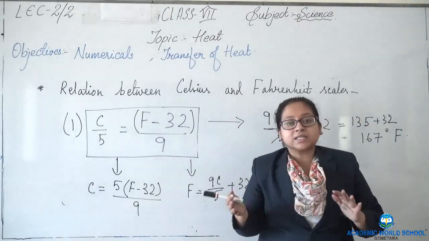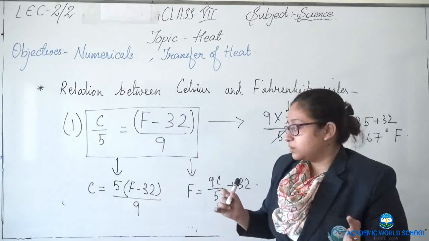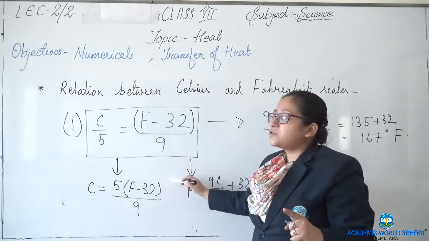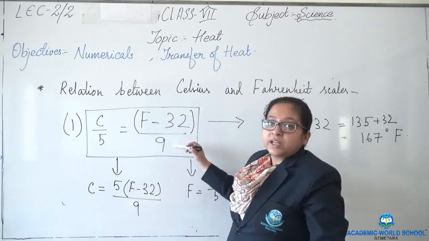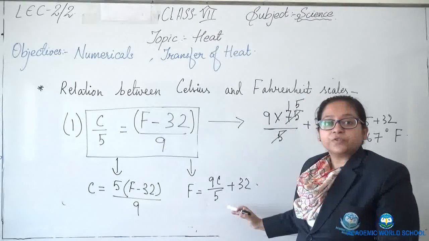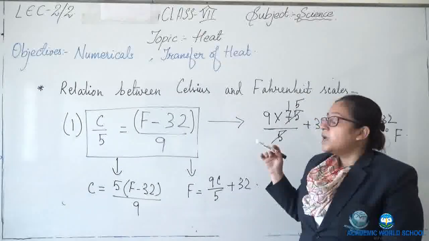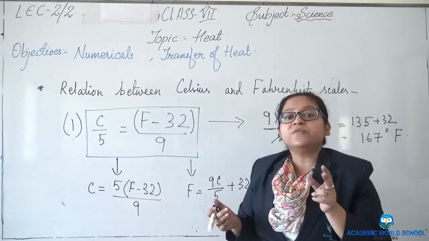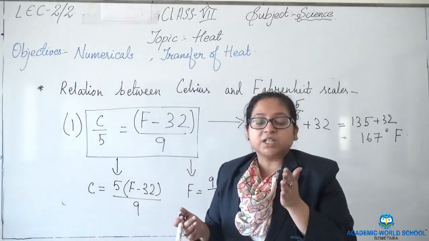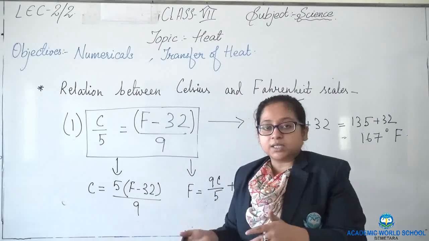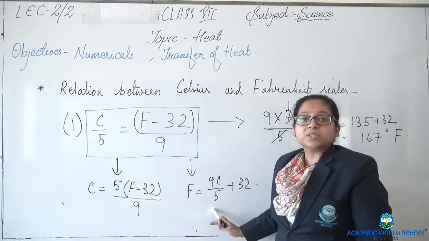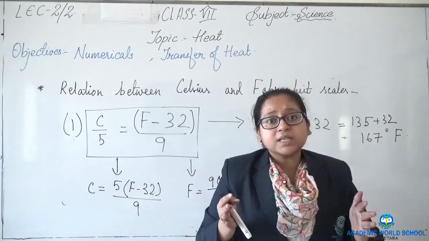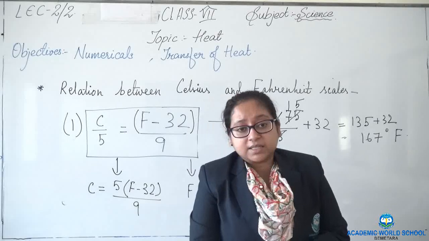Whenever we get any sum of conversion, the first thing we need to do is learn these 3 relations by heart. If we learn 1 relation, we can derive the other 2 from the same relation. Next, whenever we get any value, we have to see first on which scale we have to change, whether to the Celsius scale or to the Fahrenheit scale. Accordingly, we will use the formula. This is the relation between Celsius and Fahrenheit scale.